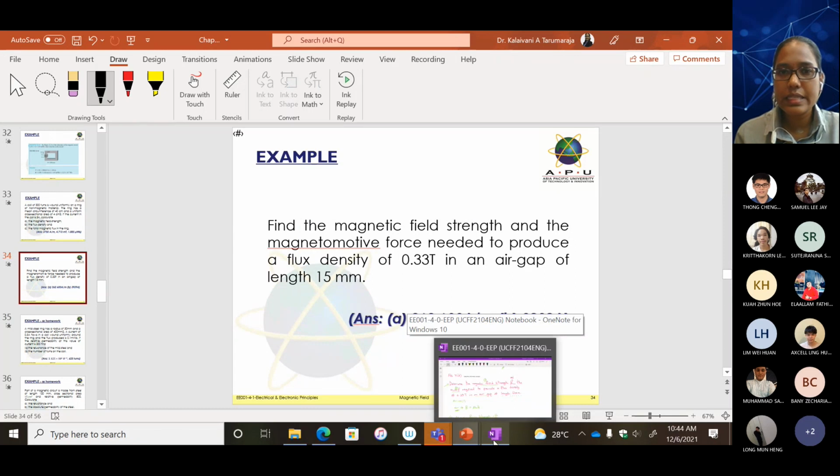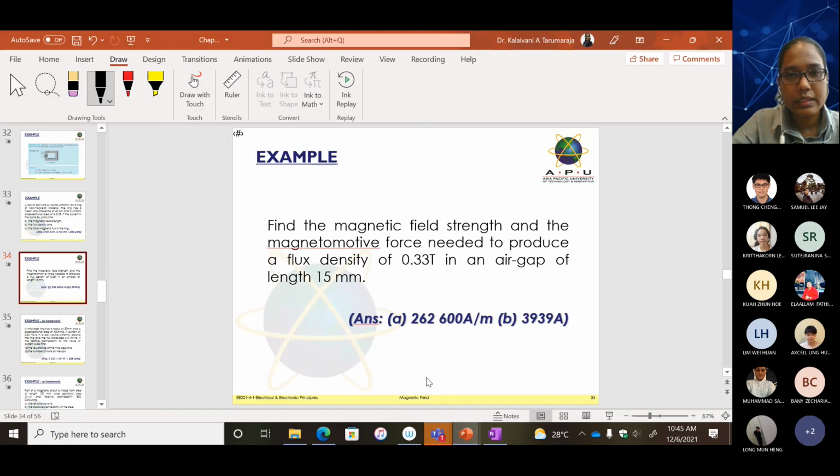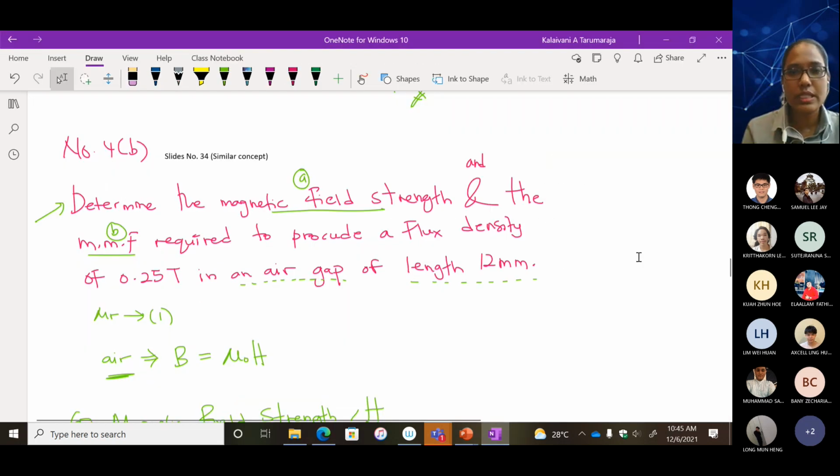Find the magnetic field strength and the magnetic motive force needed to produce a flux density of 0.333. It is the same thing, but the values of the givens here in the notes are different, because in your slide they already wrote 0.33 and the next one is 12. But the concept is the same. So just have a look at this one here.